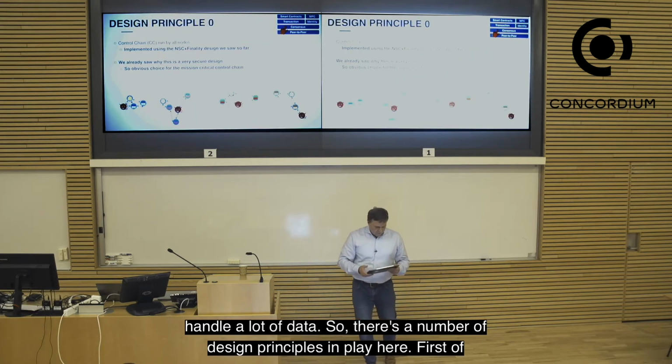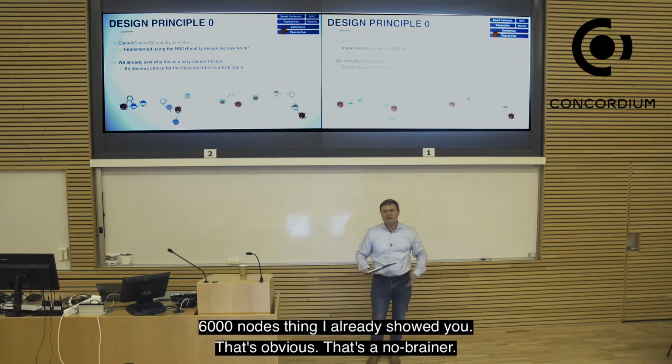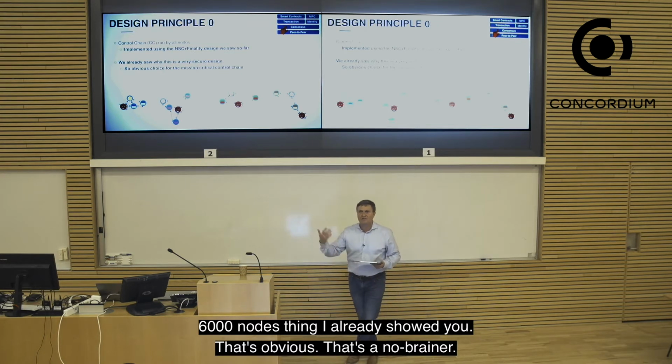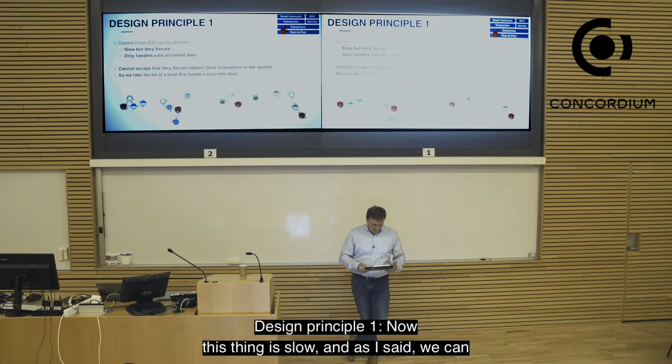So there's a number of design principles in play here. First of all, we took the control chain and implemented it by this very, very secure 6,000 nodes thing I already showed you. That's obvious. That's a no-brainer, right? Because this one is like the key part of the design. So just make it as secure as you can. Okay. Design principle 1. Now this thing is slow.